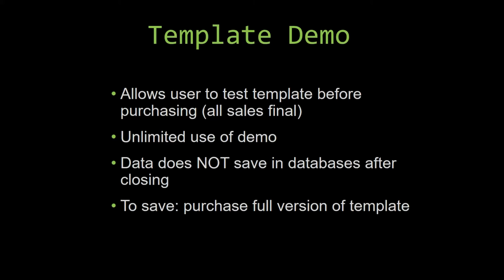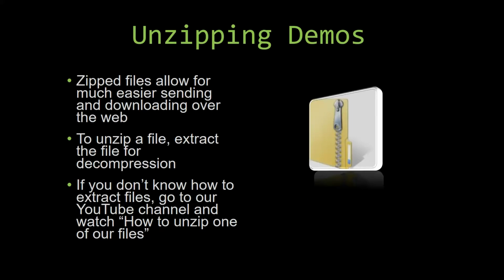Upon downloading a demo for one of our templates, you will have to unzip the downloadable file. Zip files make it much easier to send and download large files over the web. Unzipping a file is a very simple step. All you have to do is extract the file so that you have access to the uncompressed file. If you do not know how or do not understand how to unzip a file, check out our YouTube channel and watch the How to Unzip One of Our Files video tutorial to learn this simple step. The link to that video will be in the description of this video. So now, let us get into downloading and testing out one of our templates.